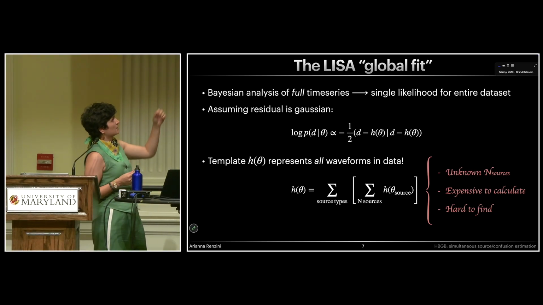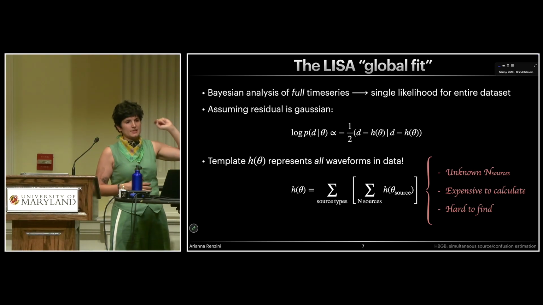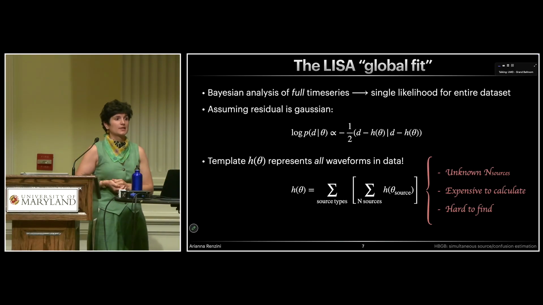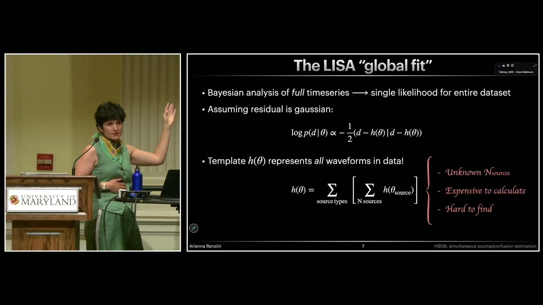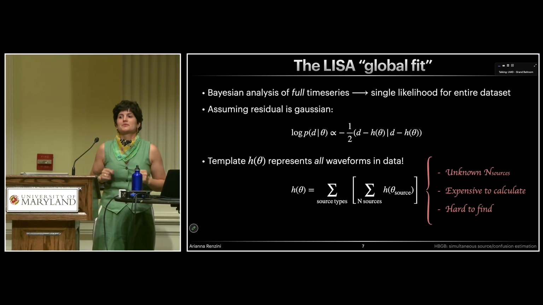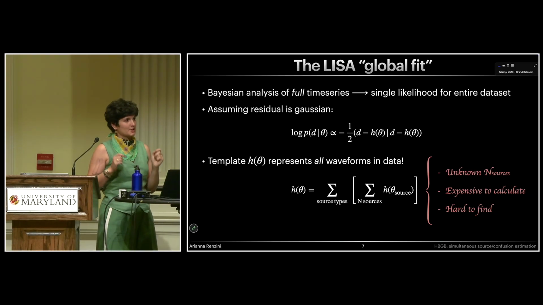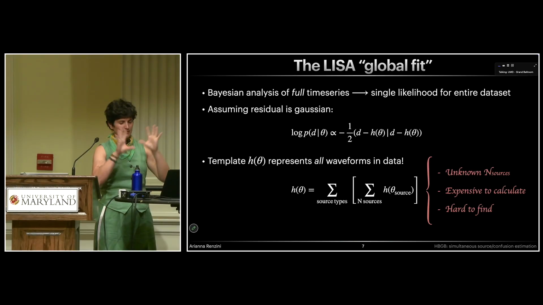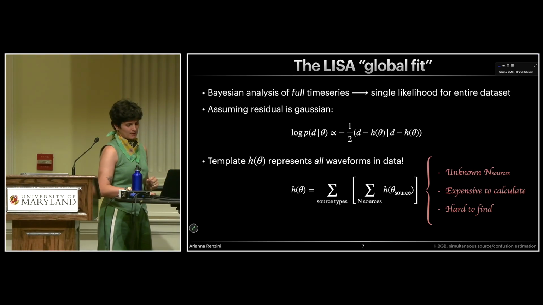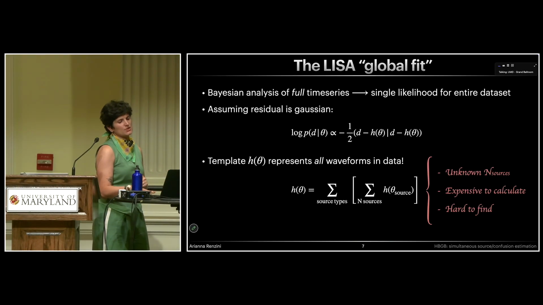So the challenges here are, of course, this is a template that is expensive to calculate. It's hard to find the global maximum of this likelihood. But the unknown number of sources is also a pain, and it's especially a pain for the galactic binaries. So this is where we're inserting ourselves in terms of the new HBGBs project.